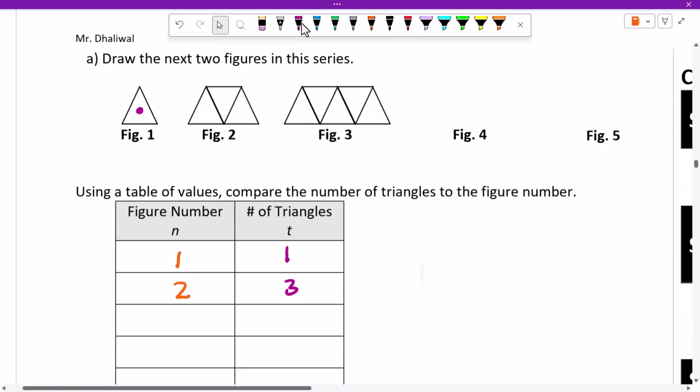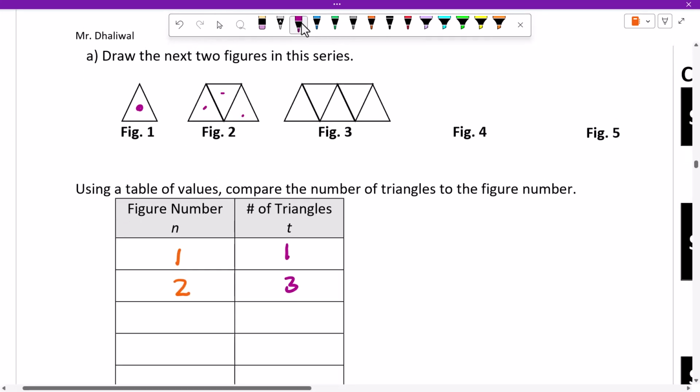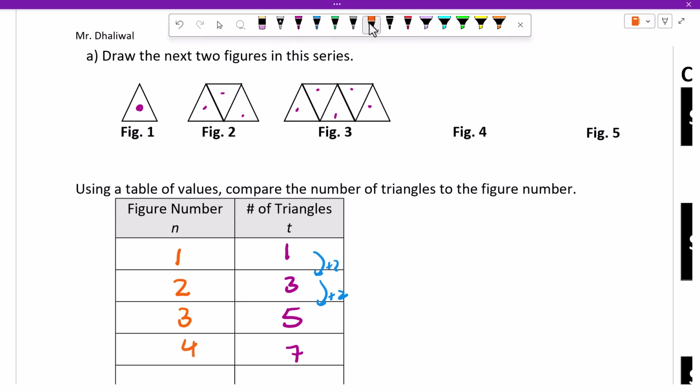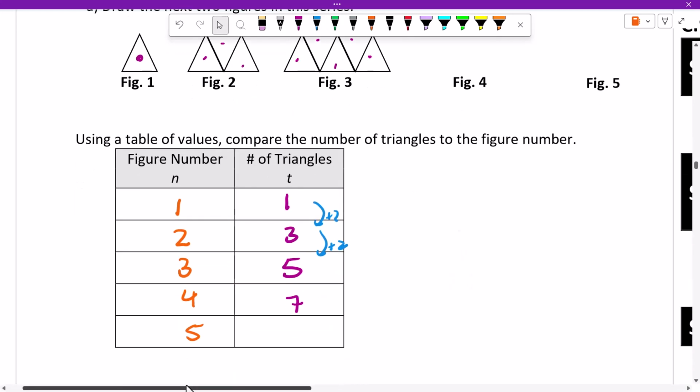Third one. How many triangles are there? 5. 1, 2, 3, 4, 5. All right. 3 and 5. Without drawing the fourth one, what's the pattern? How many triangles would the fourth one have? Ruben? 7. Because it's going up by how much? Up by 2. So it's going to be 2 more. 7. And the fifth one's going to have how many?